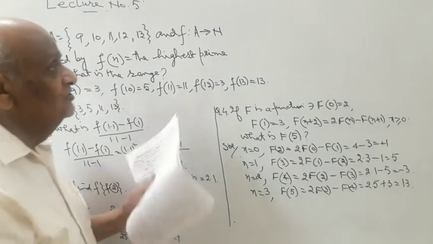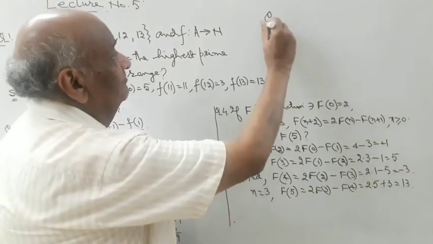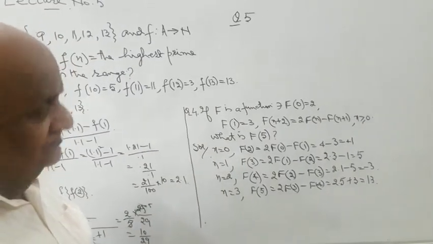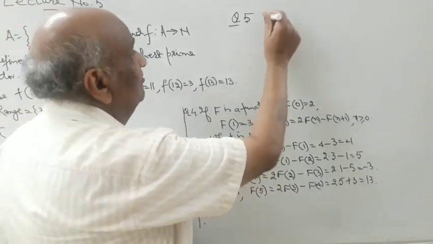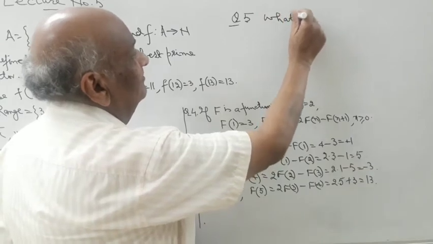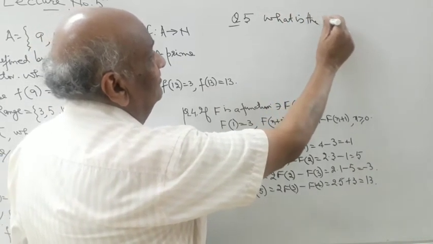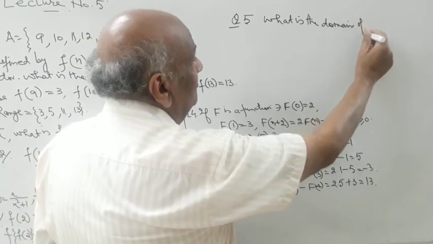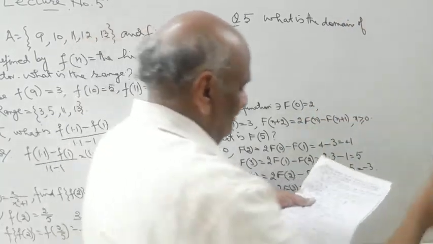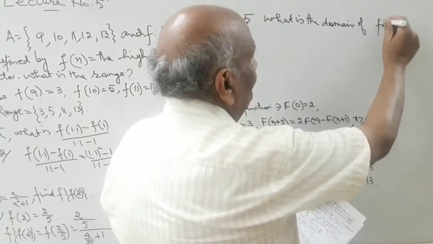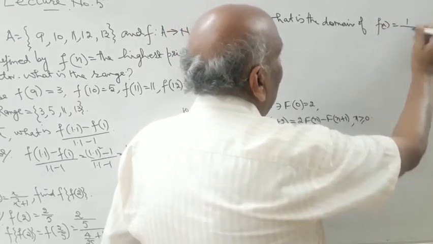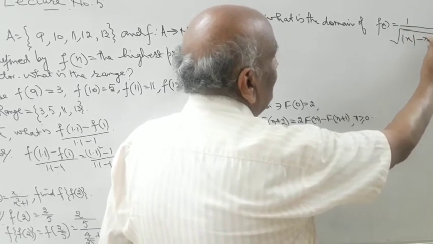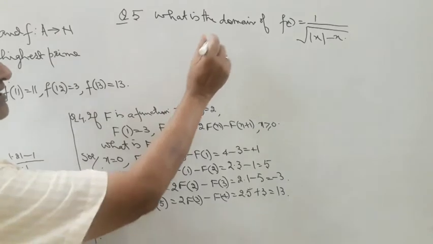Now take up question number 5. Please see now. Note down this. Question number 5. He says, what is the domain of f(x) is equal to 1 upon under root of modulus x minus x. See, only we want here the domain.